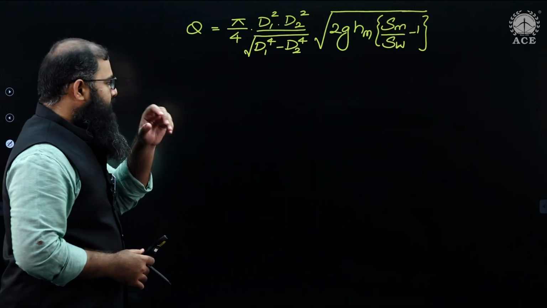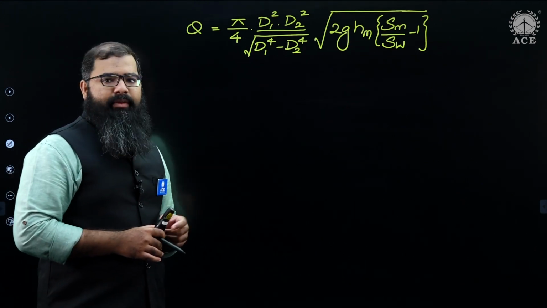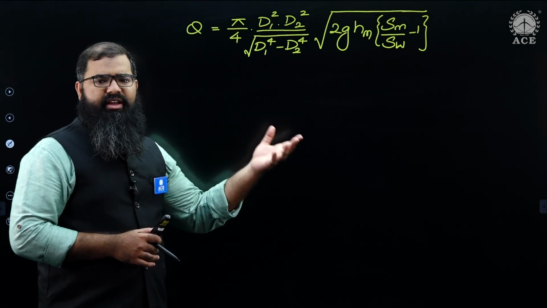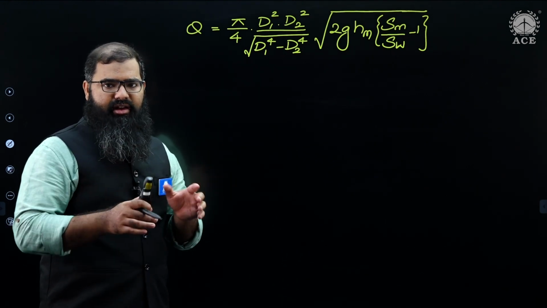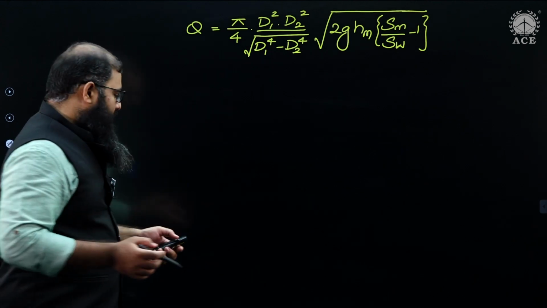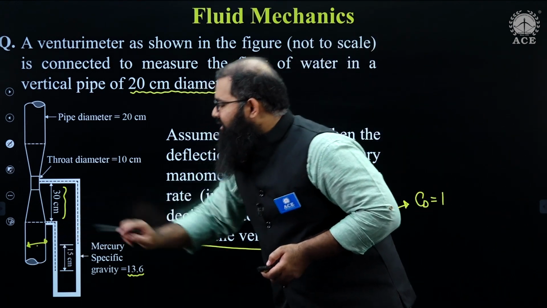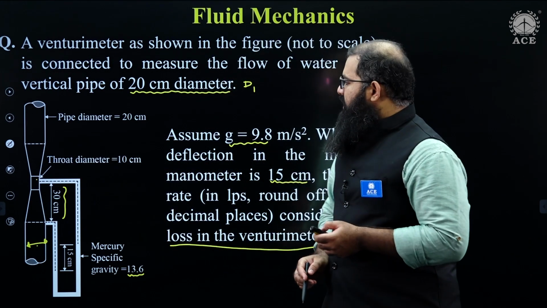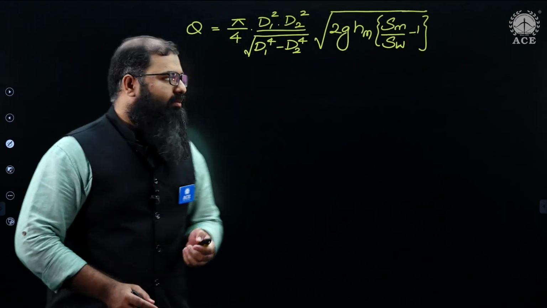SM over here is the specific gravity of the manometric fluid, that is mercury. SW happens to be the working fluid specific gravity. You can take the ratio of densities, ratio of specific gravities, ratio of specific weights. All of them are going to be the same, as I mentioned previously in the classes also. Now let us apply these numbers. We know the value of D1. Let us go to the previous slide. The value of D1 over here is this diameter, that is 20 centimeters. The value of D2 over here is the throat diameter, that is 10 centimeters. Fine. HM over here is equal to 15 centimeters.